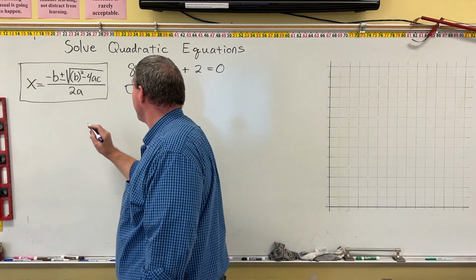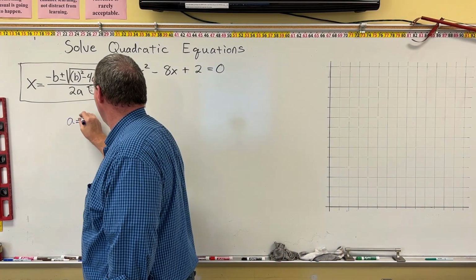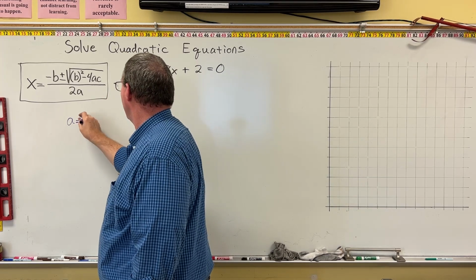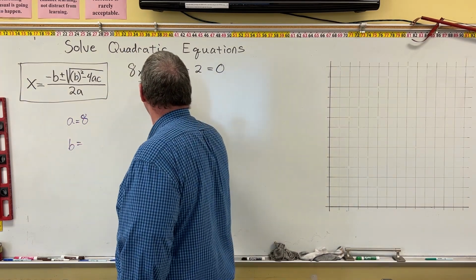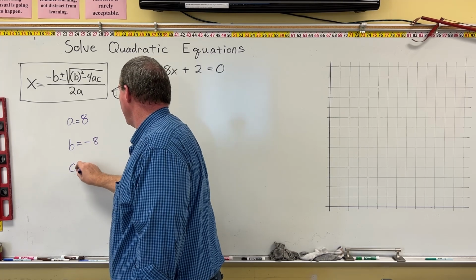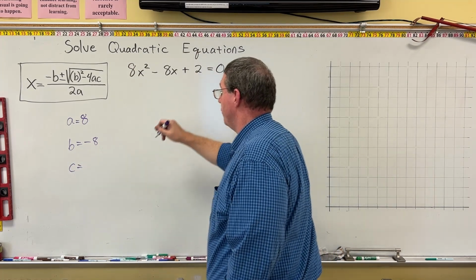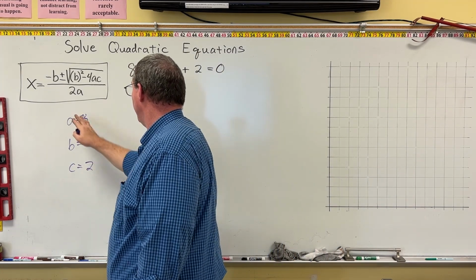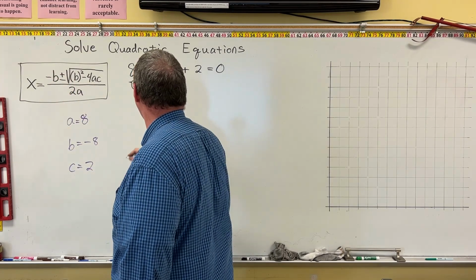First thing we're going to do is identify A. A is 8, and then B. B is -8, and C is +2. So now we're just going to put the A, B, and C in our quadratic formula here.